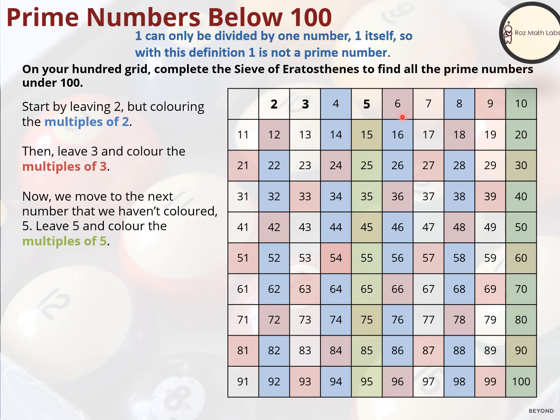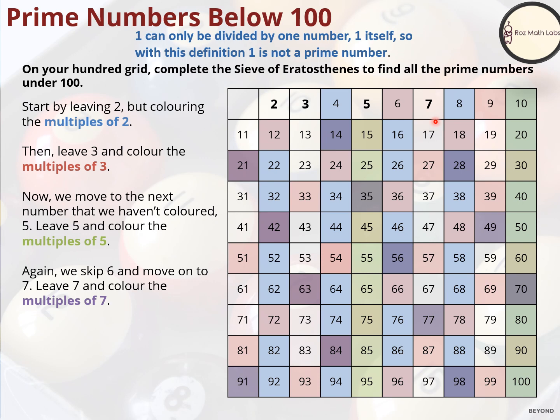Next comes the number 6, which is already colored because it's a multiple of 2 and 3 and hence it is not prime. Next is number 7. 7 is also prime as 7 has only two factors, 1 and itself. So we leave 7 and we color all the multiples of 7. Next is number 8, 9, 10, which are all colored. Hence they are not prime, having more than two factors.